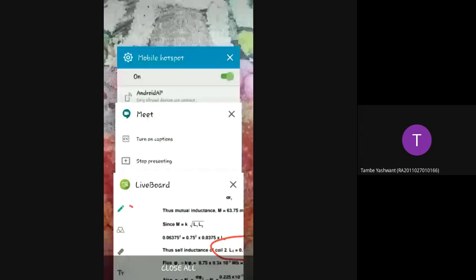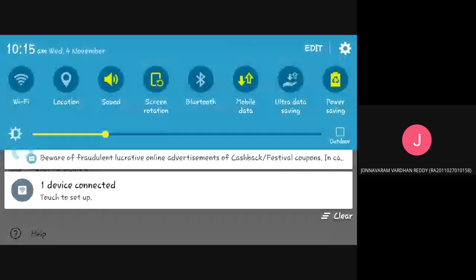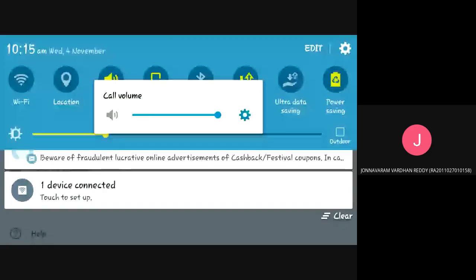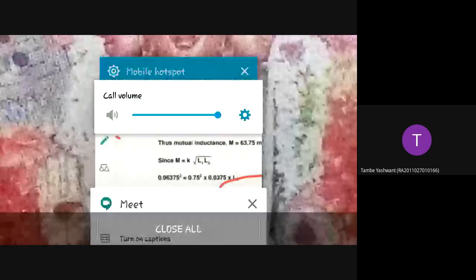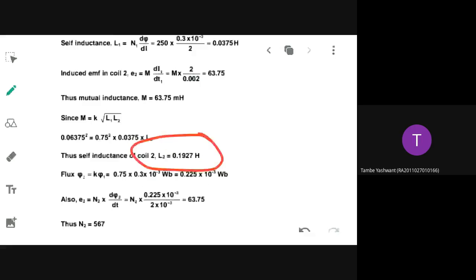Now you are able to hear me, yeah? Yes, ma'am. You solved the problem. L2 is 192. You are able to see the screen also. Okay, next two more things they have asked in the problem.